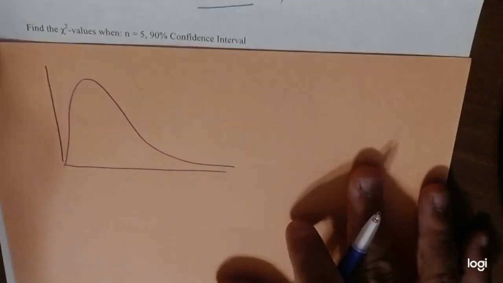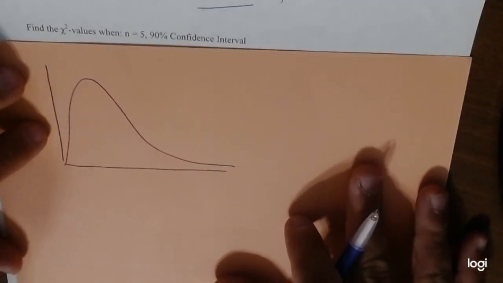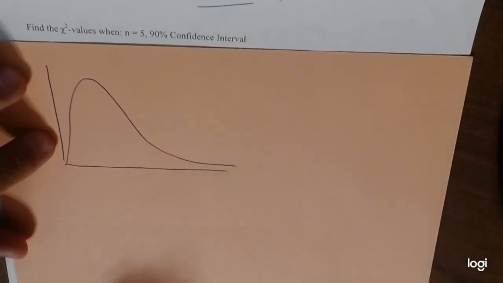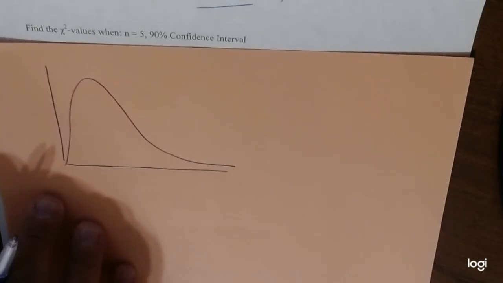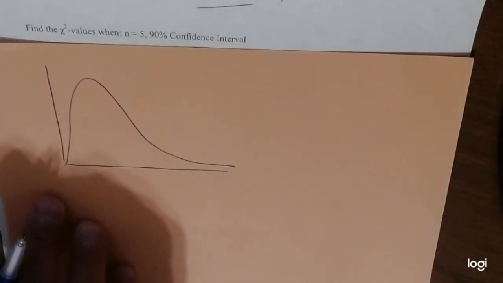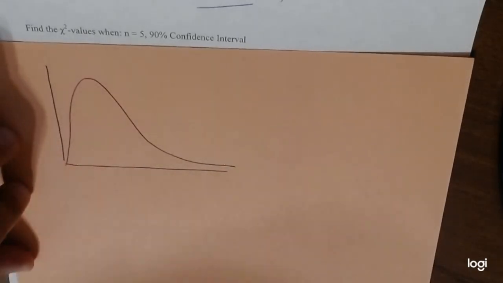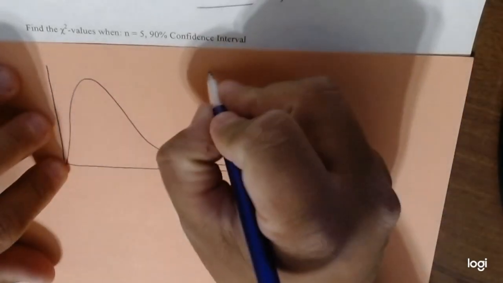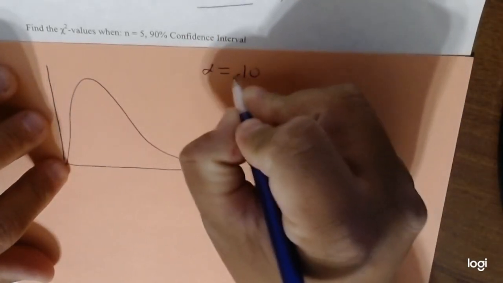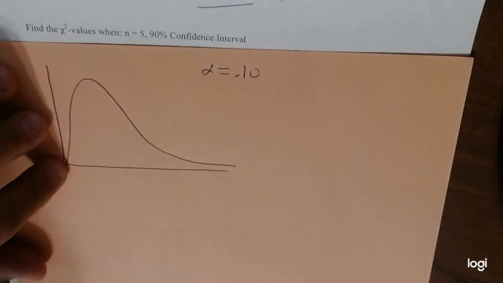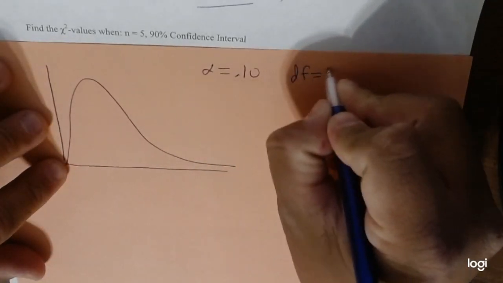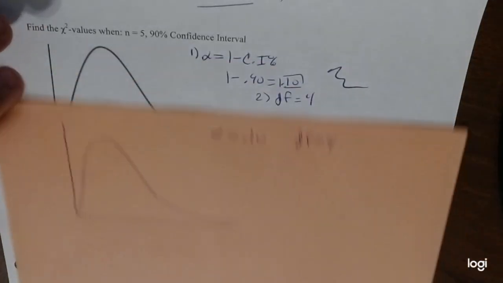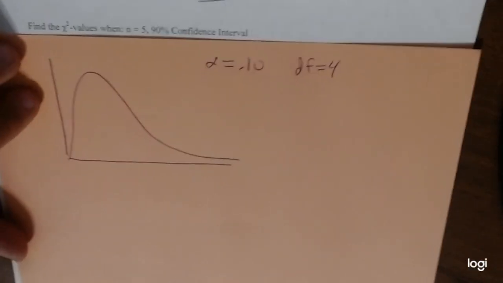Okay, so we want to find, again, the two chi-squared values when the confidence interval is 90% and n is equal to 5. So let's actually do this one now. First, we have to find alpha, which is going to be 0.10, right? Because 1 minus 0.9 is 0.10. And now again, the degrees of freedom is going to be 4. So this is the one I actually did earlier in the last video.